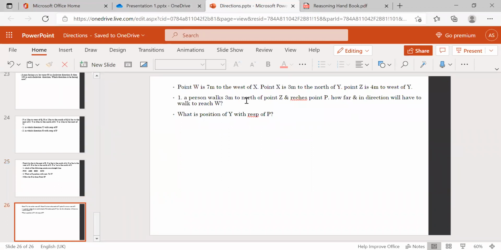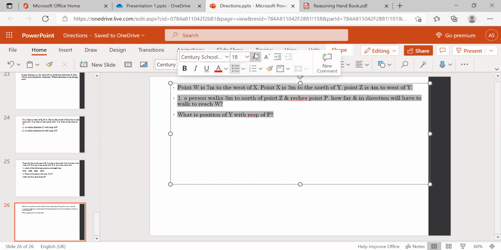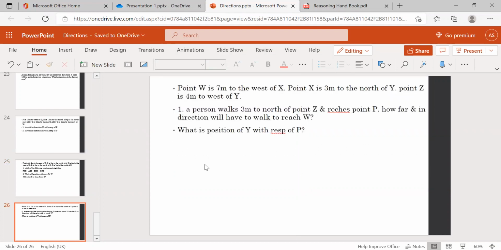Okay, last question of this type, then we will discuss one more type also. Point W is 7 meters to the west of X. X is 3 meters to the north of Y. And point Z is 4 meters west of Y.